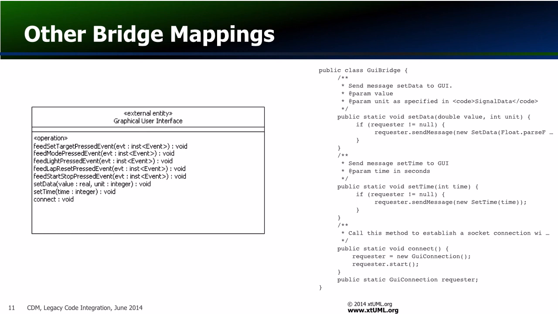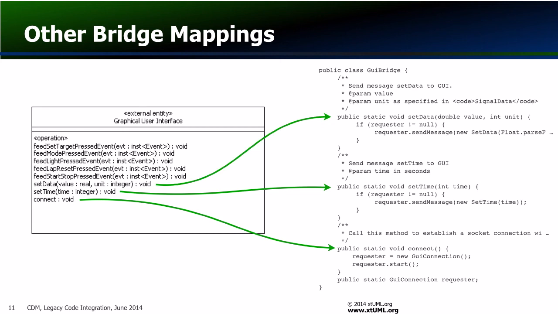The connect bridge call opens the socket ready for communication with the watch GUI. Once connected, calls to the set time bridge update the large digit display in the watch GUI window, and calls to set data update the small upper display line.